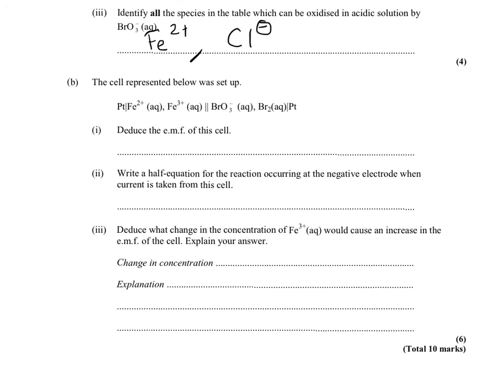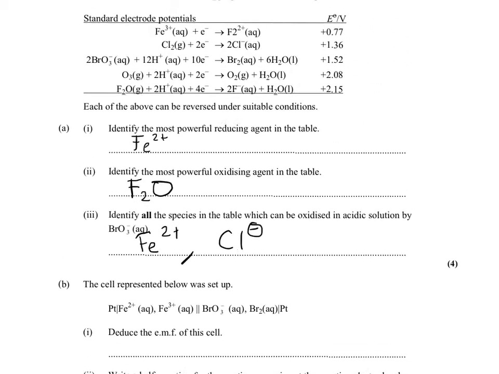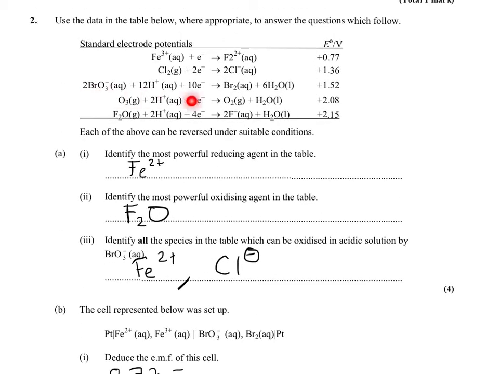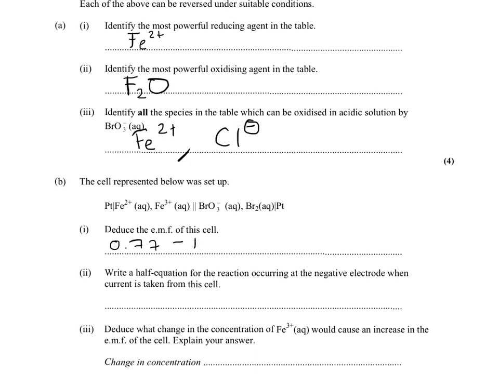We move on. The cell represented below was set up, there we are. Deduce the EMF of this cell. So we've got two electrodes here, so we've got to first look up the two electrode potentials. So Fe2+ and Fe3+ is plus 0.77. And BrO3- and Br2 is here, plus 1.52. So we take one away from the other, and that gives us minus 0.75.